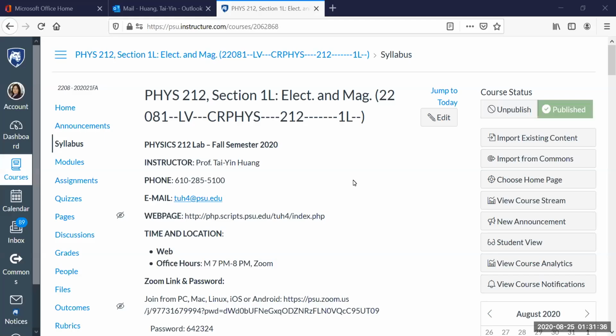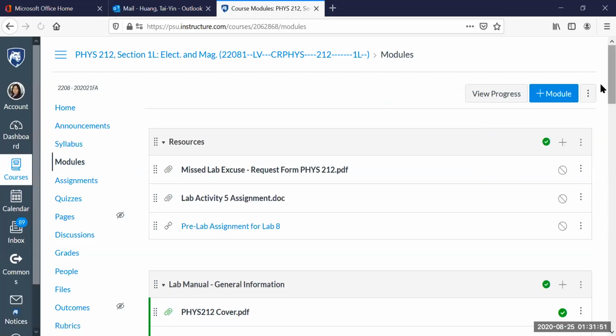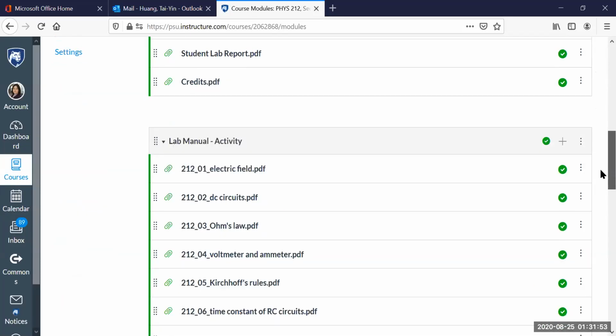Hello everyone. So now we're going to do lab 1. You need to log on to Canvas first. So when you log on to Canvas, this is the interface you're going to see. You're going to click on modules, and then you're going to go directly to the lab manual activity folder and click on the first one, electric field PDF file.